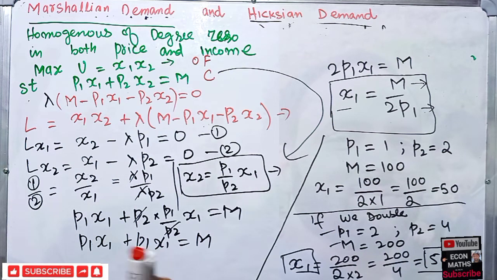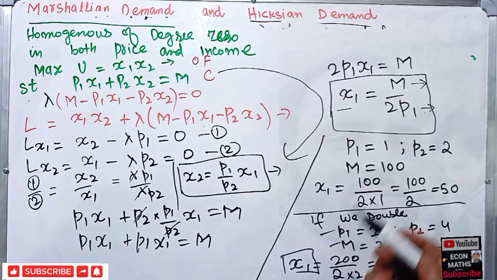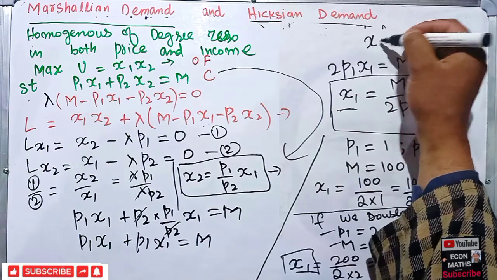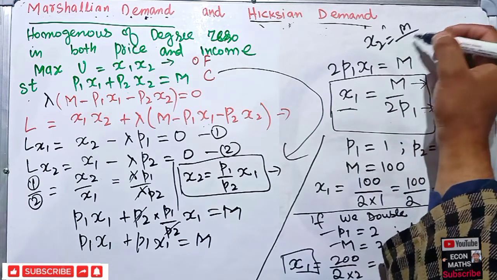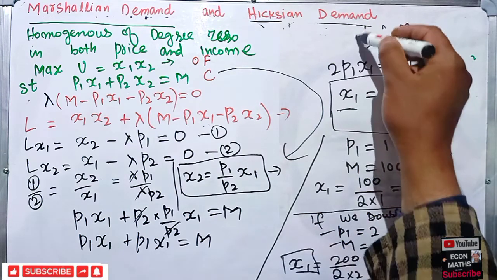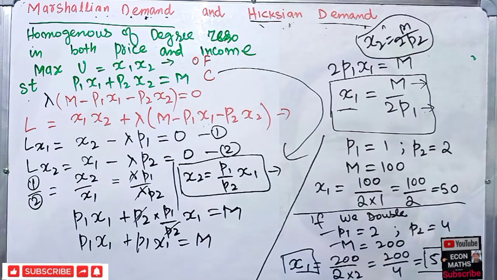This was about the Marshallian demand function. Similarly, I have only derived for x1. You can derive for x2 also. For x2, it would simply be x2 equal to m divided by twice p2. Because of the lack of time, I will not be able to derive it, but you can easily derive this.